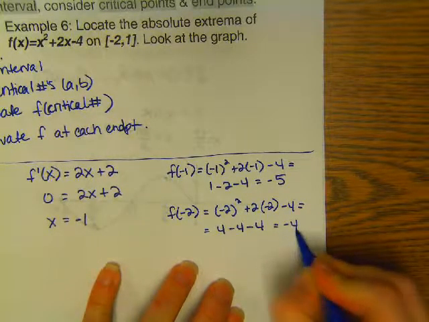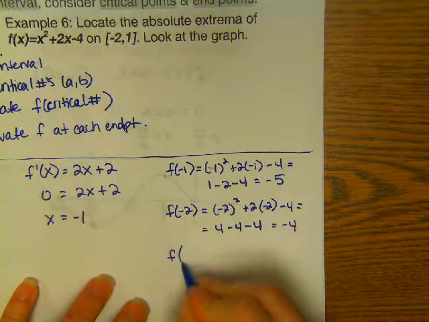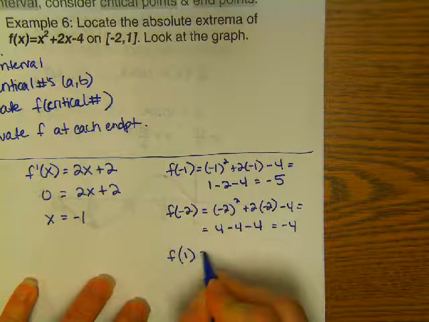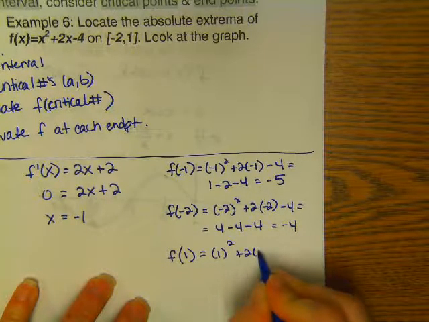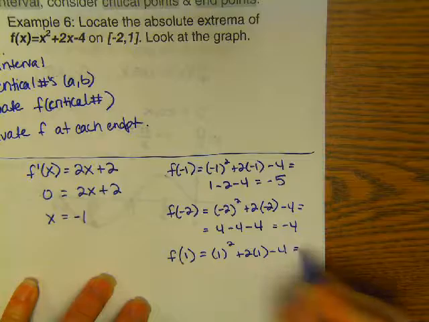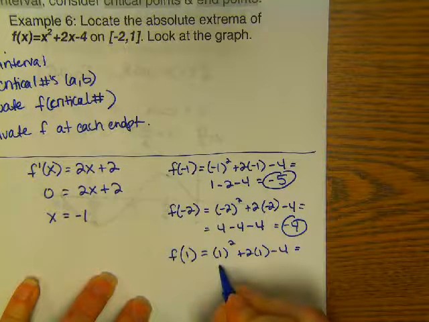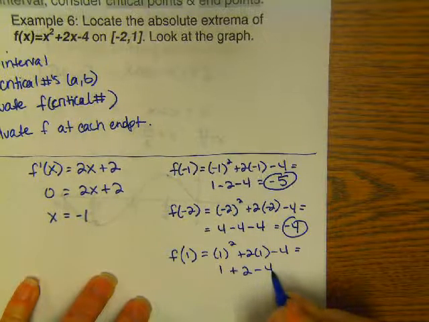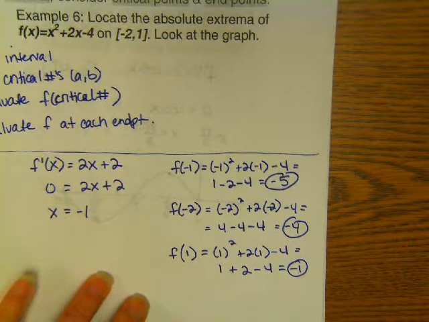And finally, I put in 1. So I get 1 squared plus 2 times 1 minus 4. I'm going to circle these. Which is 1 plus 2 minus 4. Which is a negative 1. Okay. So, these are my possible absolute extrema.